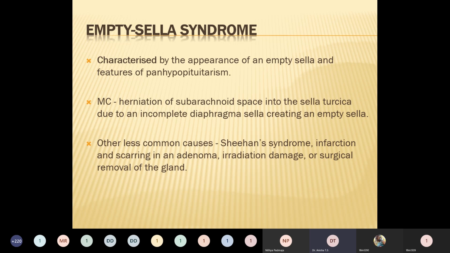It can be because of herniation of the subarachnoid space into the sella turcica, which replaces the pituitary and creates an empty sella space. Other causes include Sheehan syndrome, a tumor called adenoma, problems with the pituitary because of side effects of irradiation, or a tumor producing so many hormones that the doctors themselves have removed it, with surgical removal of the gland because of any adenoma or carcinoma.